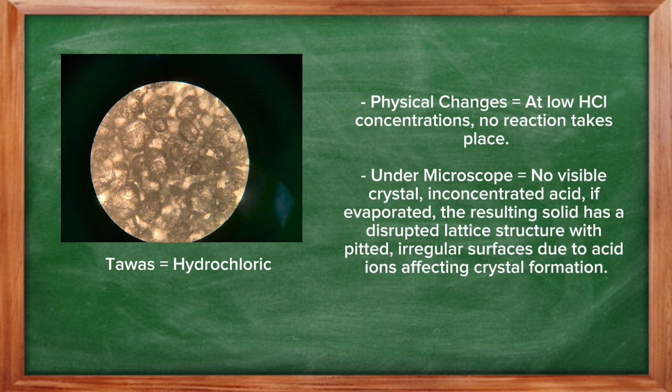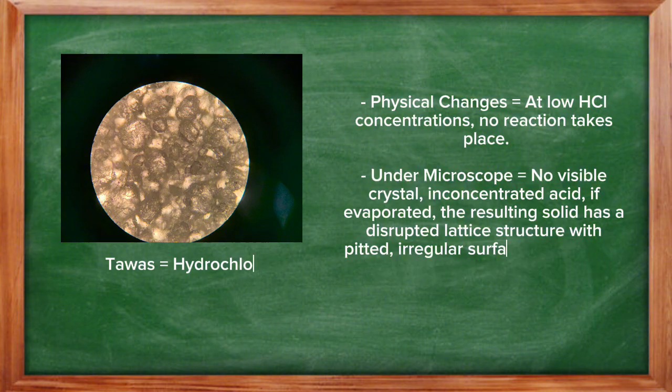Under microscope, no visible crystals. In concentrated acid, if evaporated, the resulting solid has a disrupted lattice structure with pitted, irregular surfaces due to acid ions affecting crystal formation.